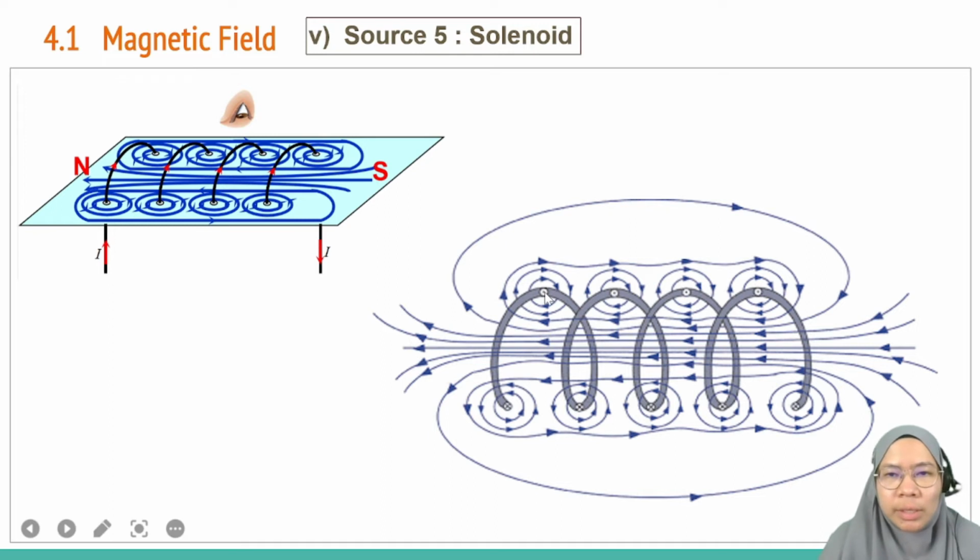And here you can see we have dotted circles, meaning the current is coming out of the page. Cross means current is going into the page. So this is the top view.